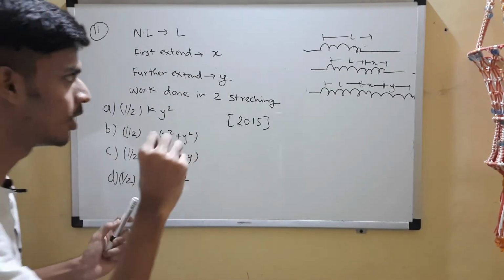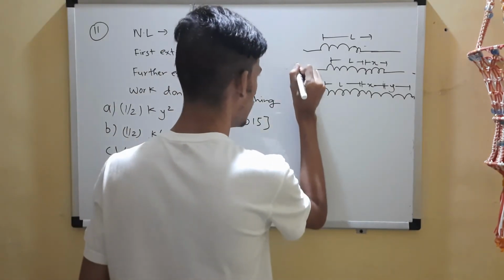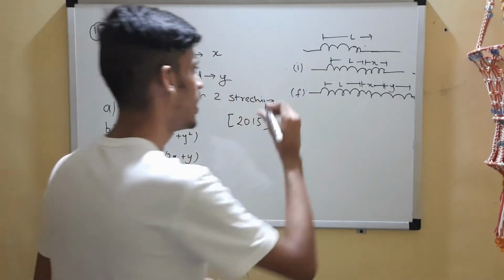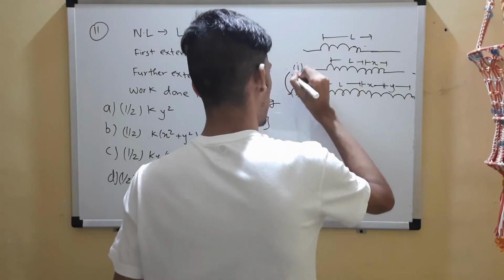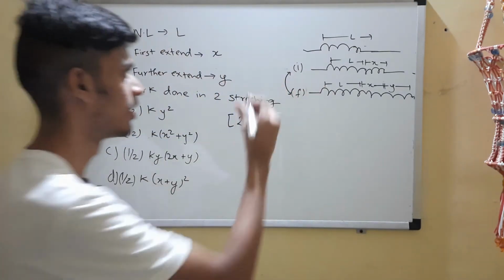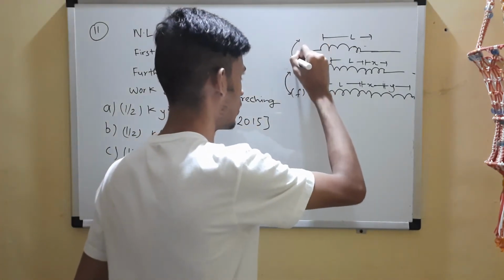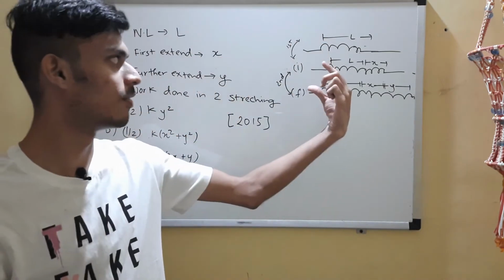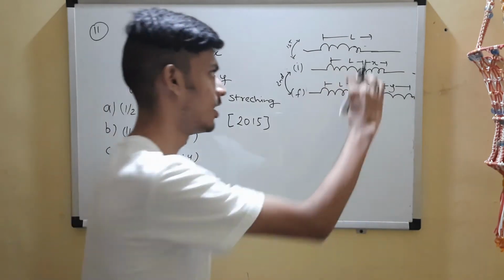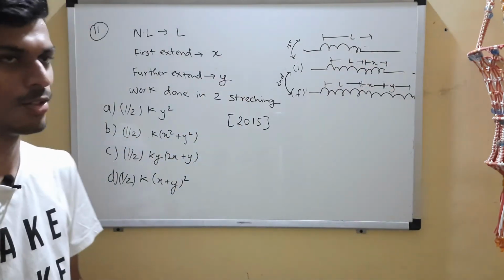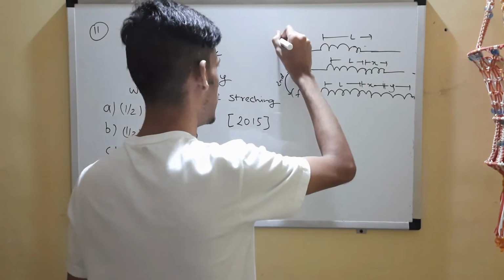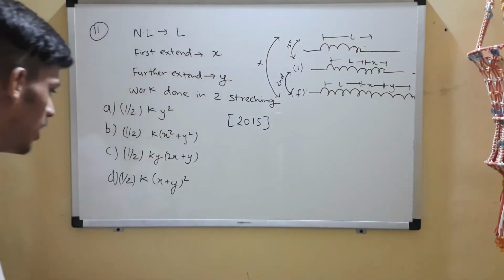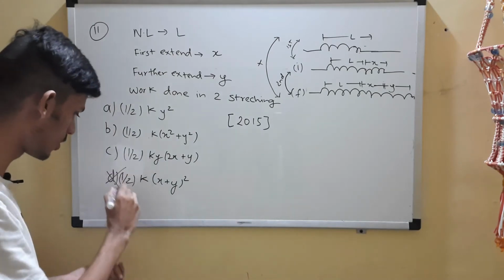Now catch the point over here. This becomes our initial condition, and this will be our final condition, because we want to find the work done in this stretching. This is our first stretching, this is our second stretching. Some of you might have considered this as the condition, and that will give you the wrong answer. It will give you option D, which is of course wrong.